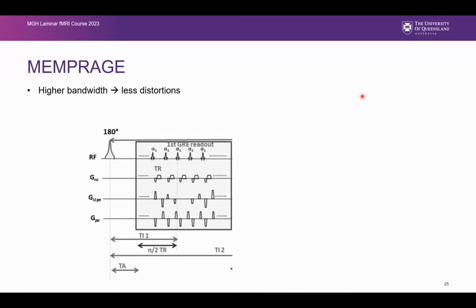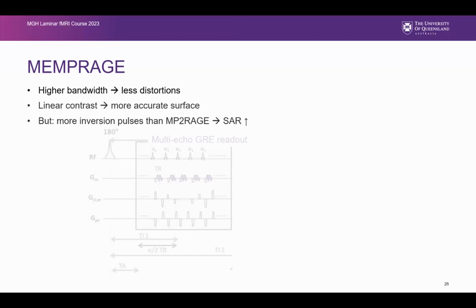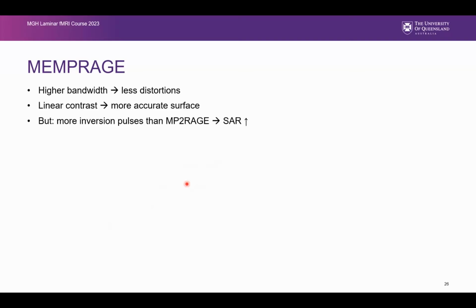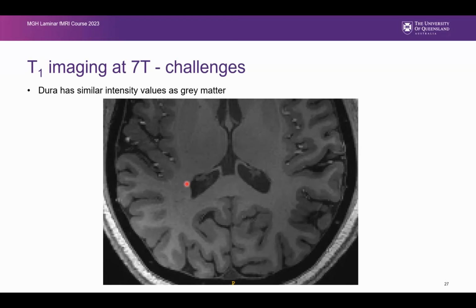MP2RAGE's cousin, MEMPRAGE, is, I think, a favorite here. It basically has a higher bandwidth, so less distortions. This is because they put in a multi-echo gradient echo readout instead of the one single echo. But it requires more inversion pulses than MP2RAGE, so it means even more SAR requirements. What are the general challenges? And this applies to MP2RAGE and MEMPRAGE the same.